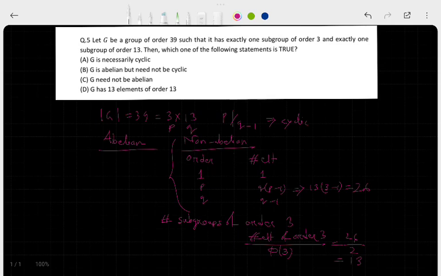So now you remember one result. If a group is of order PQ, distinct primes, and it's abelian, then it's necessarily cyclic. Okay, if G is of order PQ and abelian, then these two conditions imply necessarily cyclic. Okay, I hope it's clear. So option A will be our correct option.